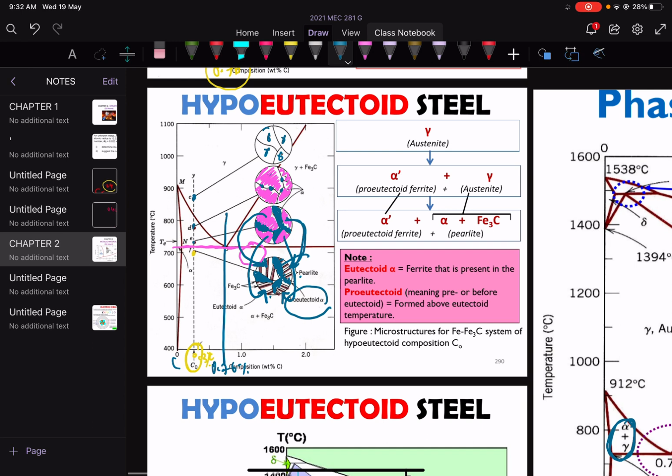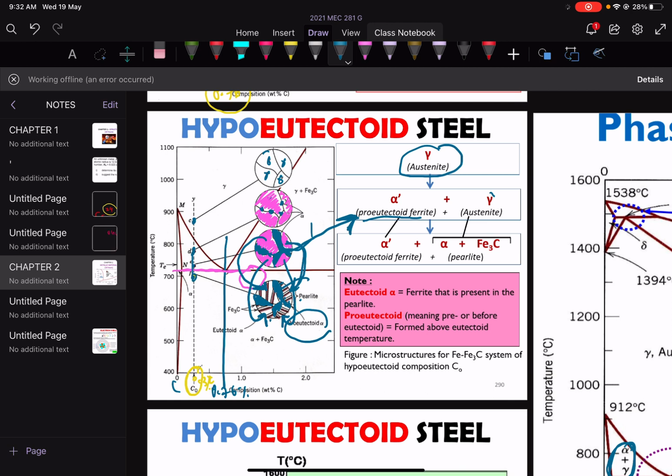So, let's look at the transformation. From gamma, it will become pro-eutectoid ferrite. This one we call pro-eutectoid ferrite. This is pro-eutectoid ferrite plus gamma, because it hasn't cooled down below the eutectoid temperature. And then when we further cool down the alloy, we can see that pro-eutectoid ferrite has hardened and become crystal. So it cannot be changed. So it stays, pro-eutectoid ferrite.